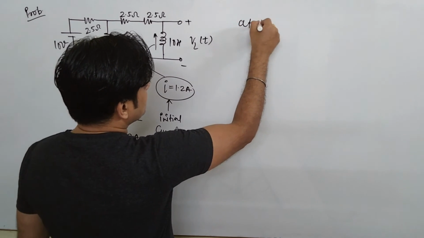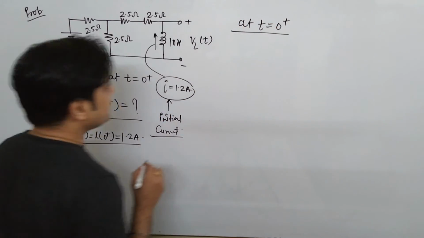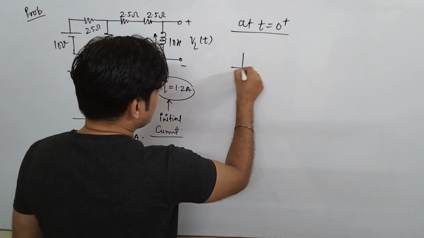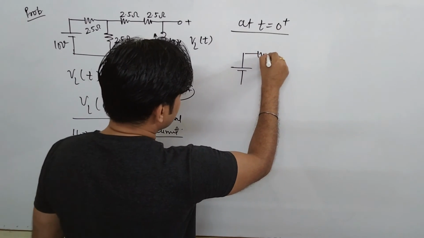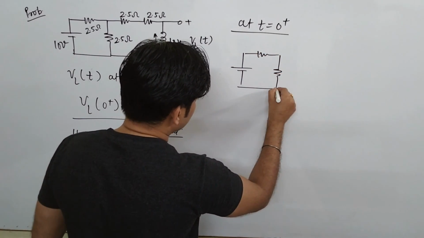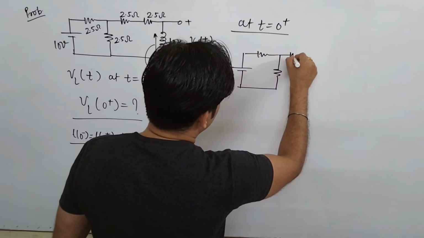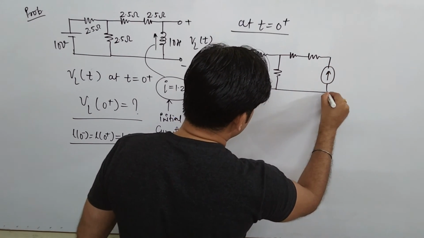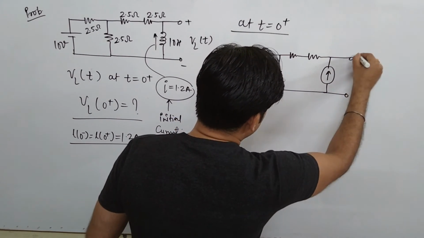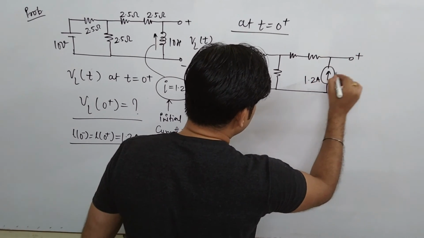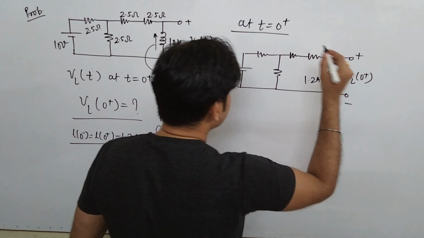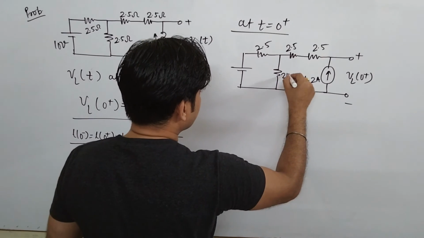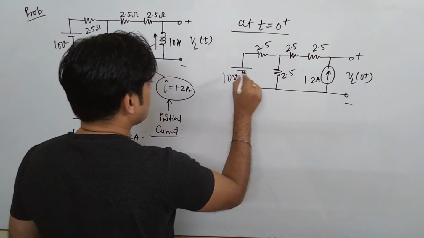So what we will do, since there are no other elements present here, we will directly draw the circuit at t equal to 0 plus. If you see, the circuit will be in this manner. Since the inductor is initially charged by a current of 1.2 ampere, you can say that the current here is 1.2 ampere and it is a current source because it is initially charged. These all values are 2.5 ohm and this is your 10 volt.